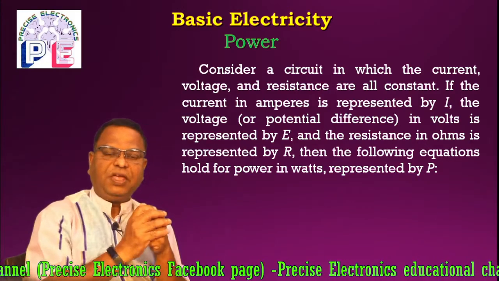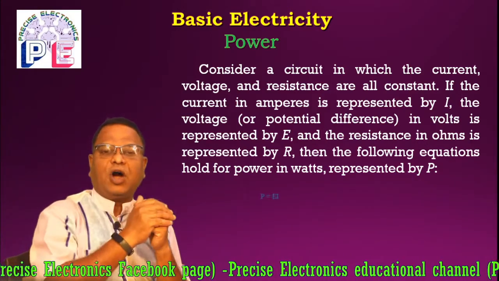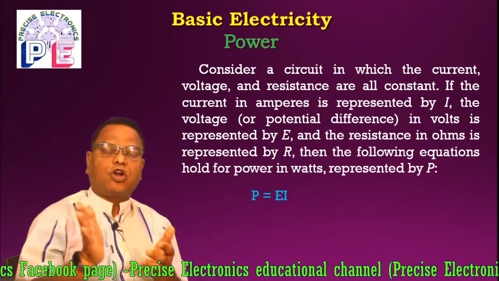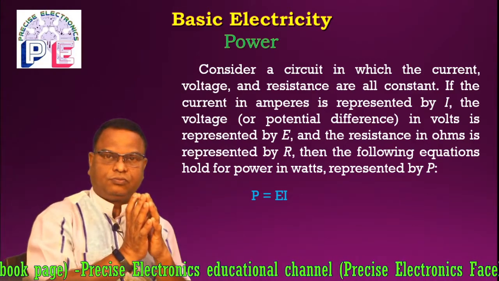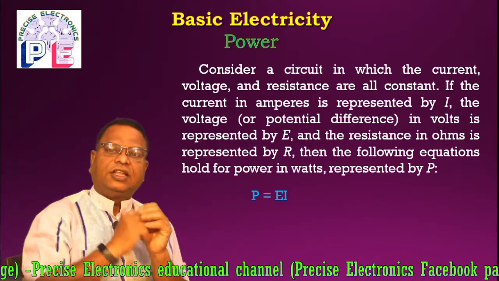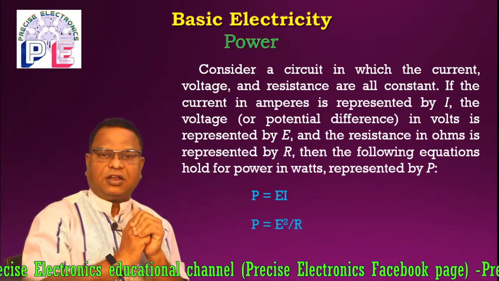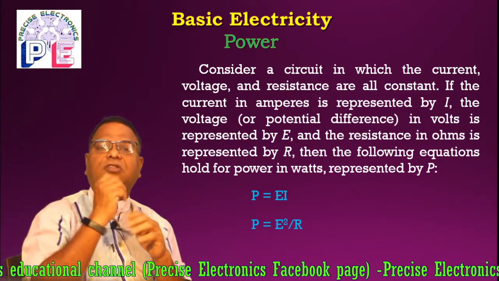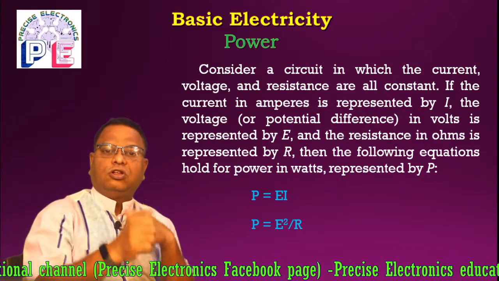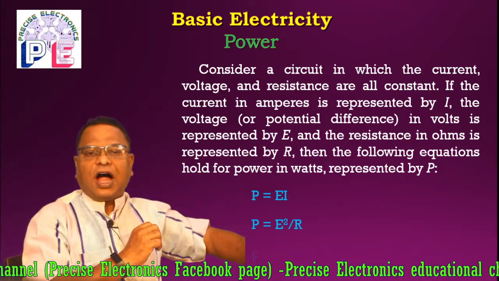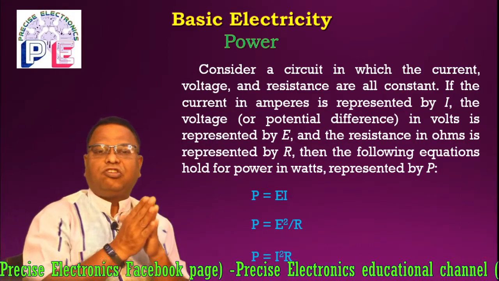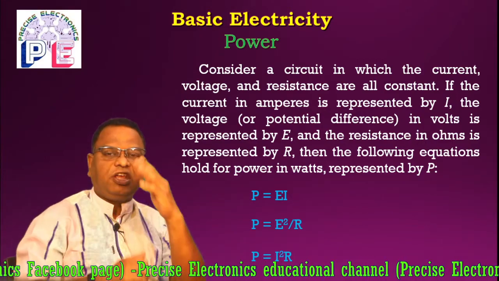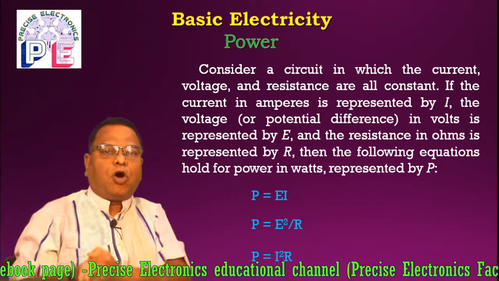The first equation: P, that is power, is equal to E into I. E is voltage, I is current, so it is a product of voltage and current. The second equation: P is equal to E square by R, the square of the voltage applied to the system divided by the resistance of the system. The third equation: P is equal to I square R. I is the current flowing through the system, and R is the resistance. So all three equations give the power of that system.